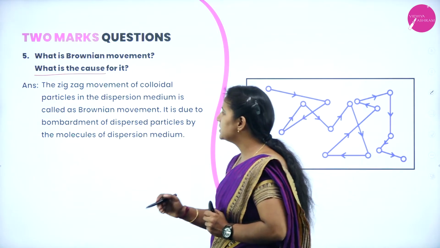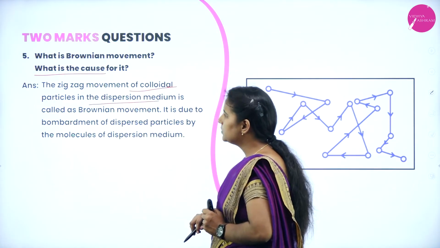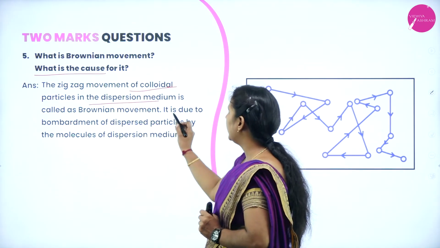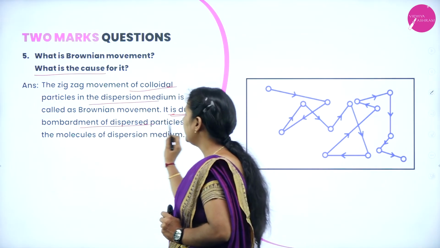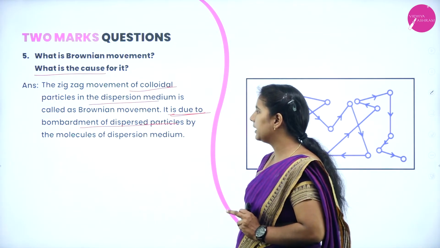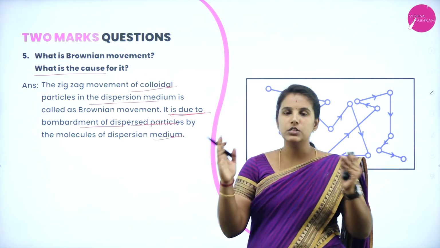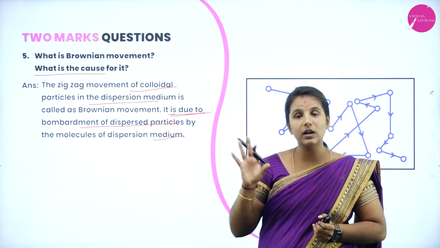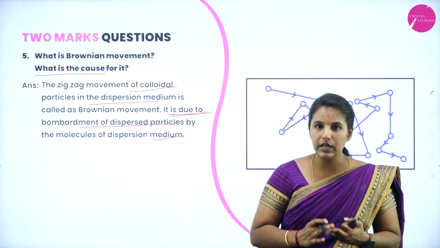So, it is a zigzag movement of the colloidal particle in the dispersion medium. It is said to be Brownian movement, and it is caused due to the bombardment of dispersion particles by the molecules of dispersion medium. So, due to the bombardment, this causes the Brownian movement.